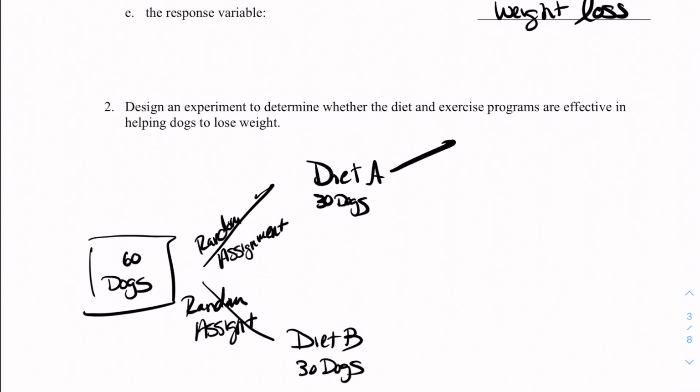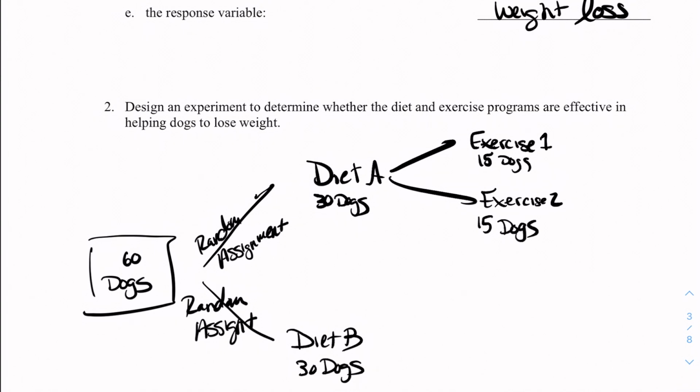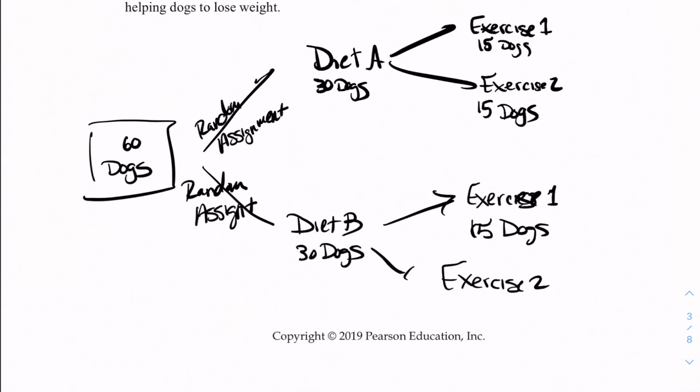And then from there, we have exercise 1, and then exercise 2. And this would be 15 dogs and 15 dogs. Same thing: exercise 1, exercise 2, and we have 15 dogs in each.